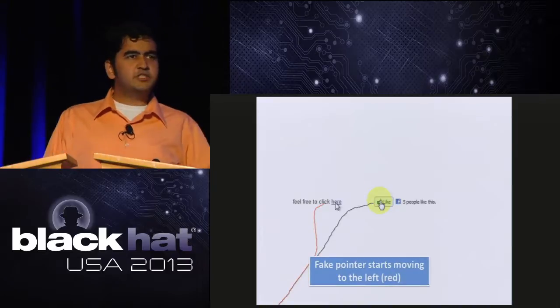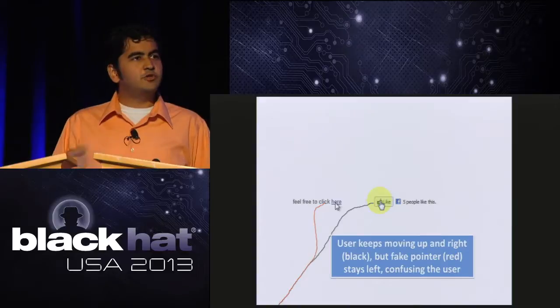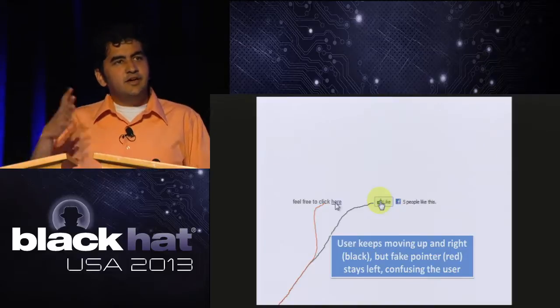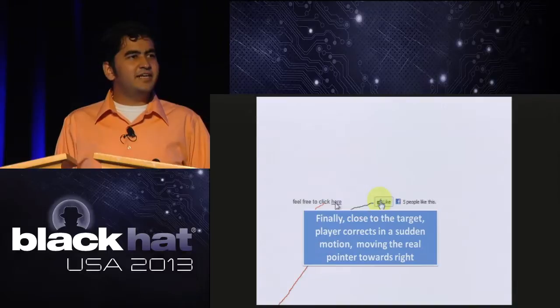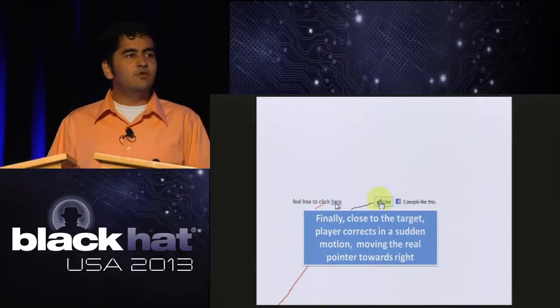Fake pointer starts moving slowly towards the left a little bit. This confuses the user. The user wants to keep moving up and right, but the fake pointer is moving towards the left. The user tries to move further towards the right to make sure that the fake pointer gets to the real position. This keeps going on, and they finally get really close to the target. The user gets really annoyed at what is happening and quickly makes a sudden movement towards the right.